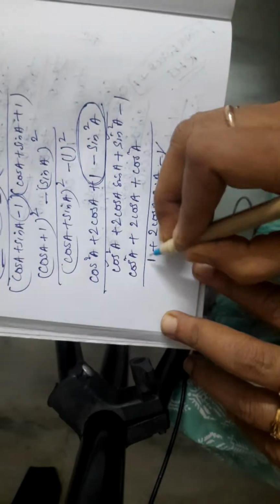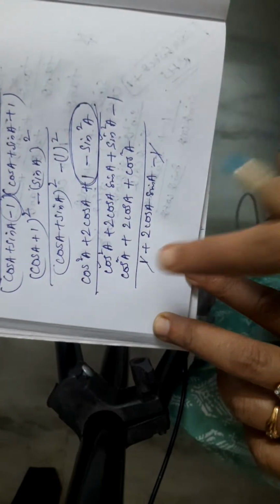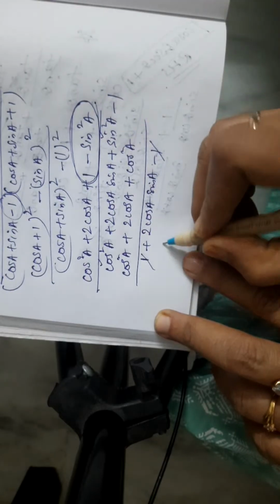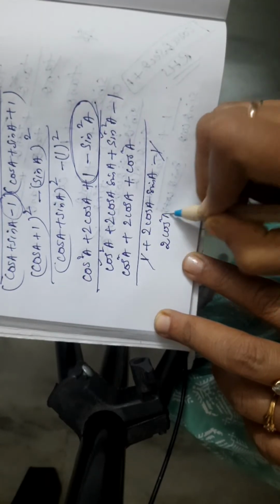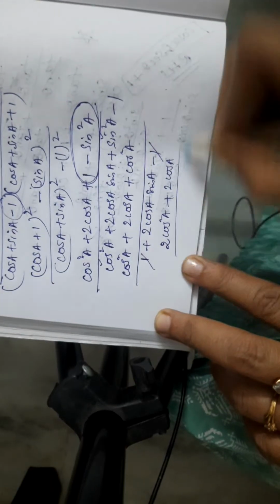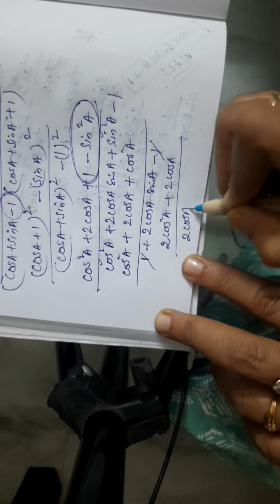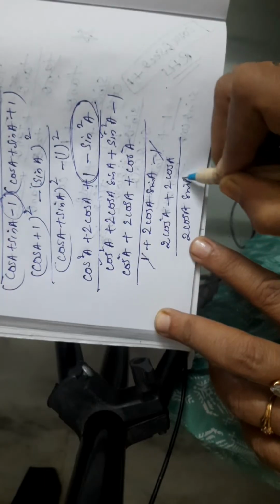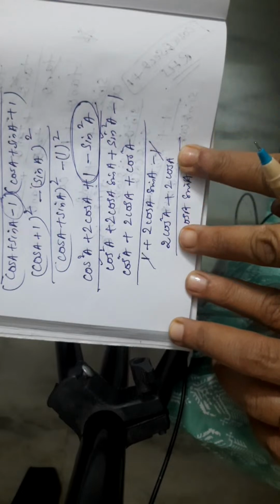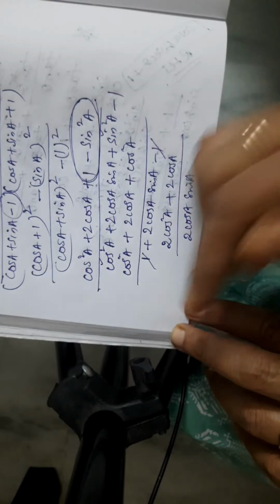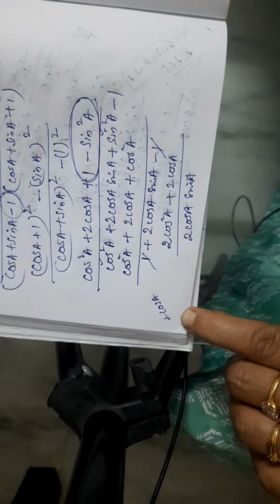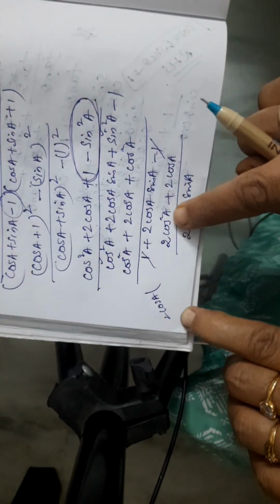Now plus 1 and minus 1 will get cancelled. Here 2 times cos square A is there. So 2 cos square A plus 2 cos A divided by 2 cos A sin A. We can take 2 cos A common as both the terms have cos A. So we'll be taking 2 cos A common. If we take 2 cos A common, here we will be left with 1 cos A.